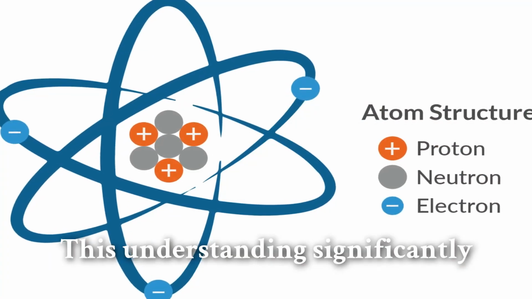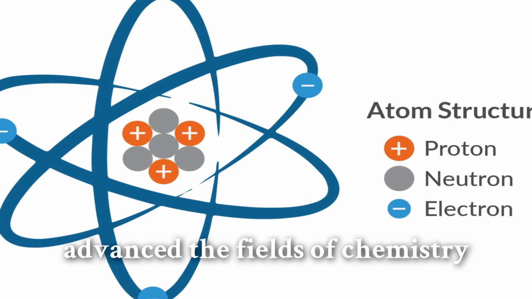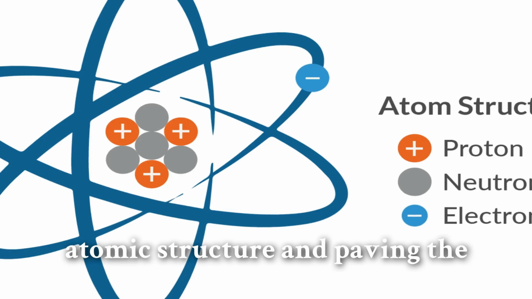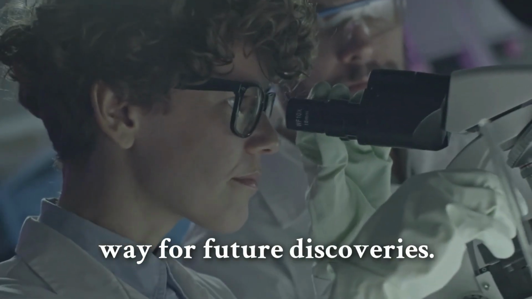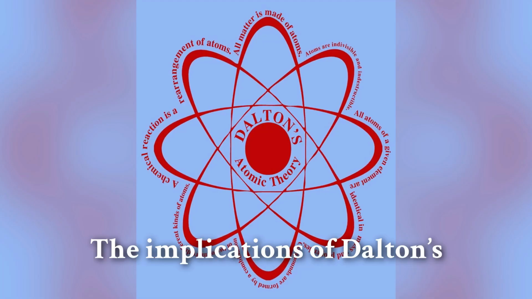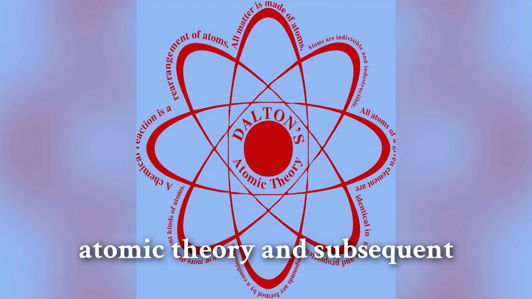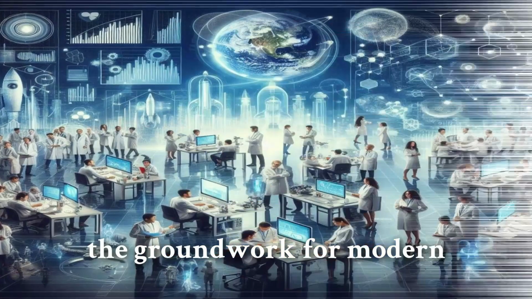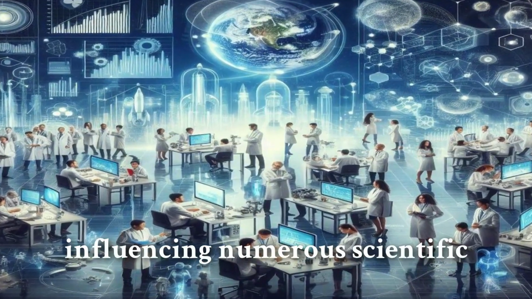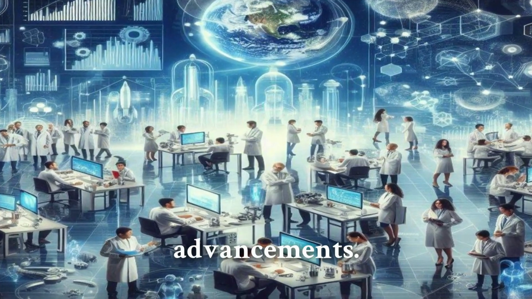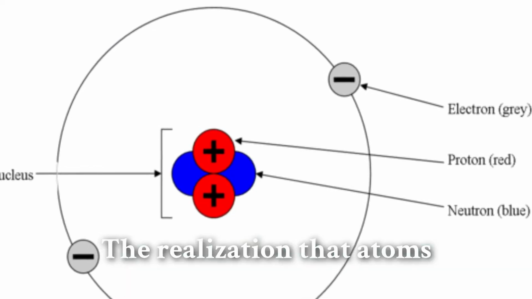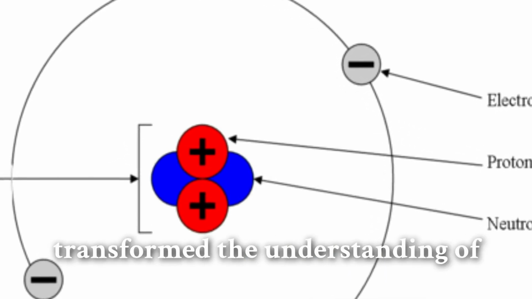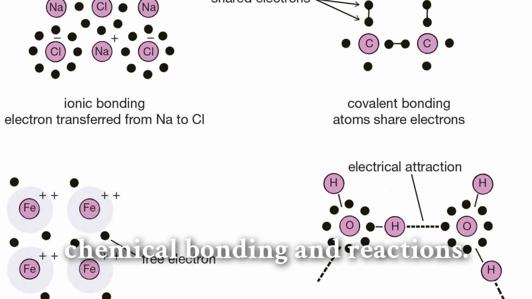This understanding significantly advanced the fields of chemistry and physics, providing a clearer picture of atomic structure and paving the way for future discoveries. The implications of Dalton's atomic theory and subsequent experiments on cathode rays laid the groundwork for modern atomic theory, influencing numerous scientific advancements. The realization that atoms contain smaller particles, such as electrons, transformed the understanding of chemical bonding and reactions.